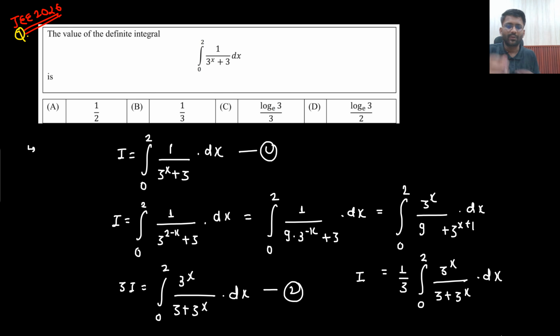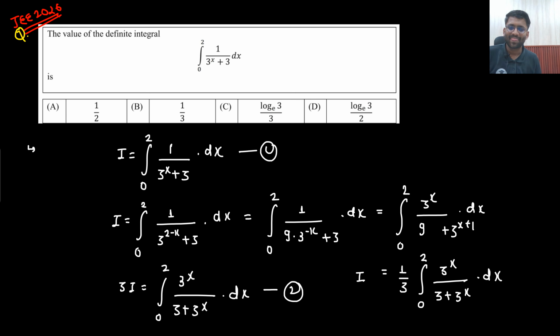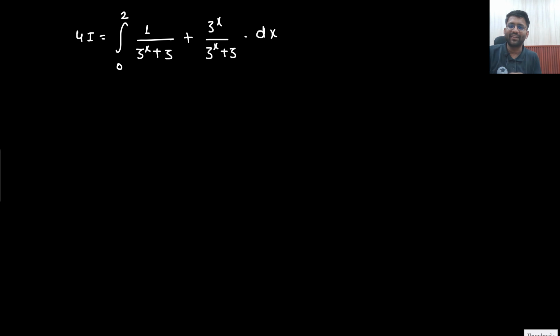Am I making some mistake or what? The answer is not coming from this. Is something going wrong? Nothing is wrong here. Plus 2 minus 2 we will have to do. We made it lengthy, I guess.